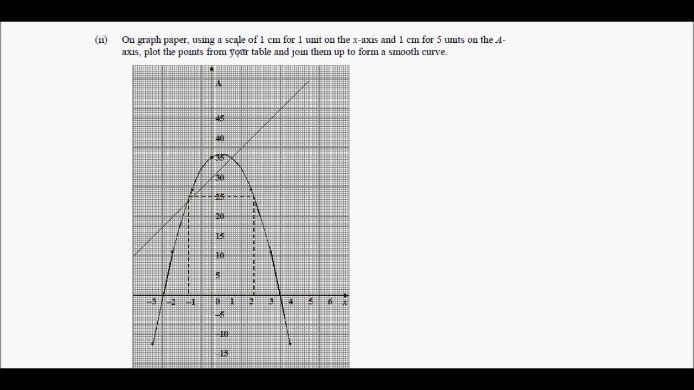But the important point is to label your scales. So you have x right here, you have a right here, and then just follow what they say. This one goes by 1s, this one goes by 5s, and just plot the thing. This is probably like 4 marks, so this is an easy way to get points. Okay, so let's move on.